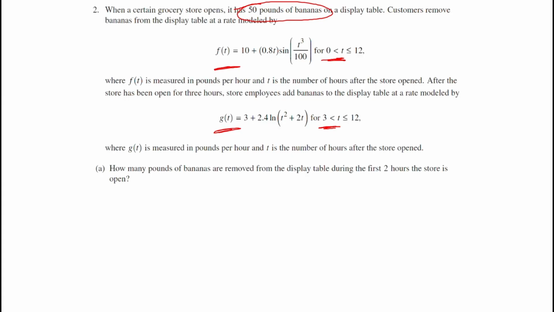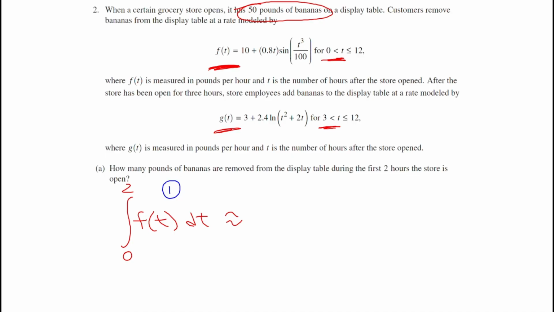Question A is how many pounds of bananas are removed from the display table during the interval from 0 to 2, right, from the first 2 hours. So in order to figure out how many are removed, we need to integrate the rate, right, to find an actual amount. So all we need to do is integrate from 0 to 2 f of t dt. And just for writing the integral from 0 to 2 of f of t dt, they give you 1 point. And then, of course, you're going to use your calculator to approximate that value.